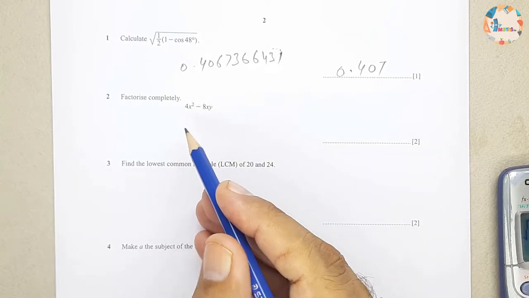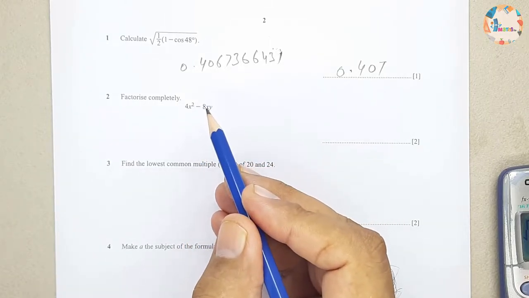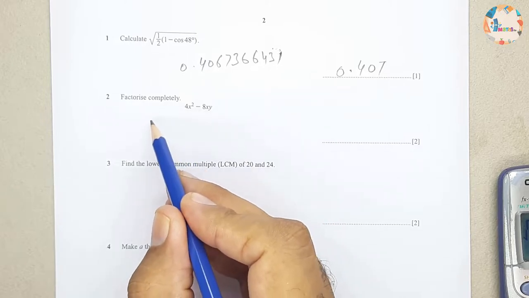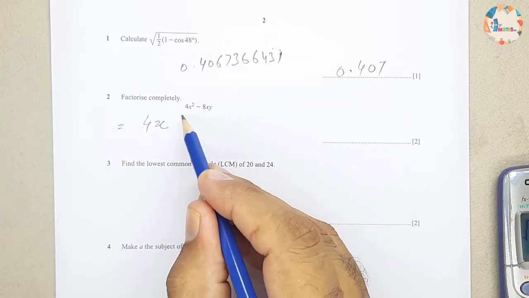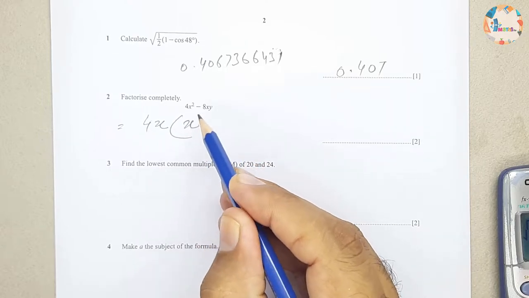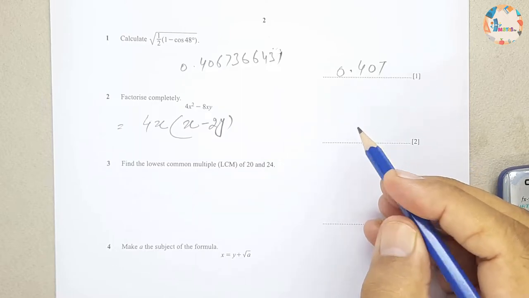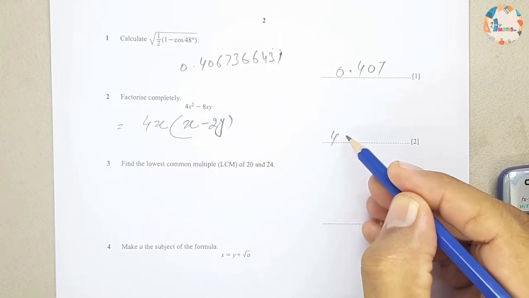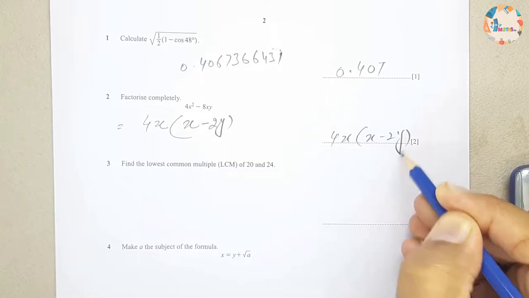Then next, question number 2, we have to factorize completely. We'll take common, for example from both terms we can take 4 common, and x also we can take common. The remaining will be x minus 2y. We can write here 4x into x minus 2y. This will be our answer.